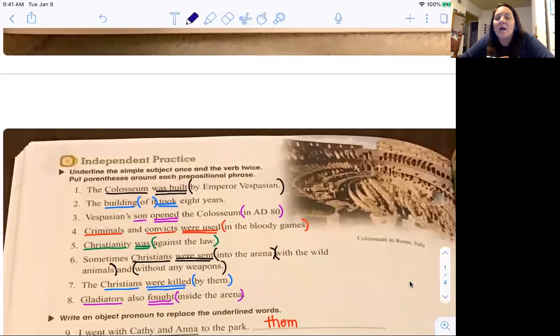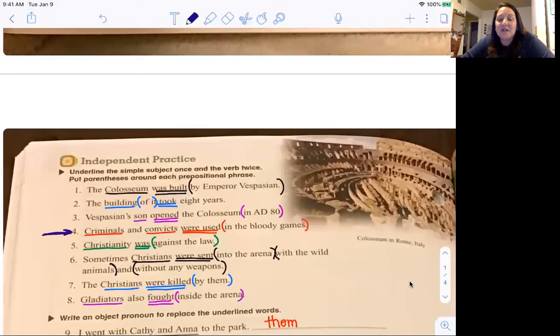So number one, Colosseum was built, by Emperor Vespasian is your prepositional phrase. Number two, building took, and your prepositional phrase is of it. 3, sun opened, prepositional phrase in AD 80. 4, criminals, convicts were used, prepositional phrase in the bloody games. Be careful with number 4 because it is in fact a compound subject, so you need to underline both subjects in that one. And if you only did one, it's okay, go ahead and put the other one, okay? And remember, this is just practice.